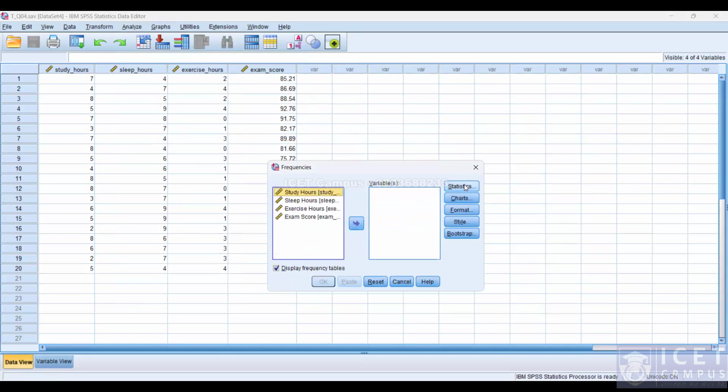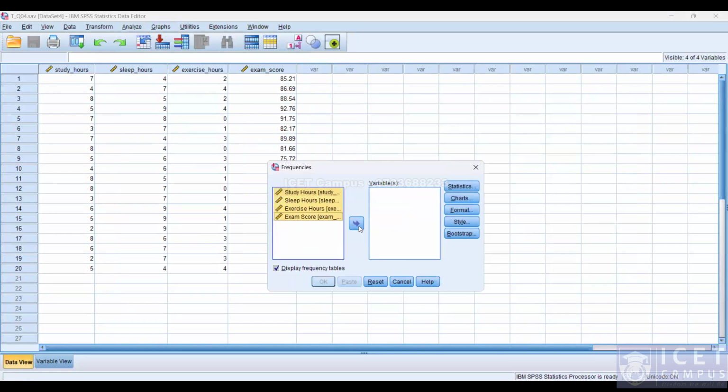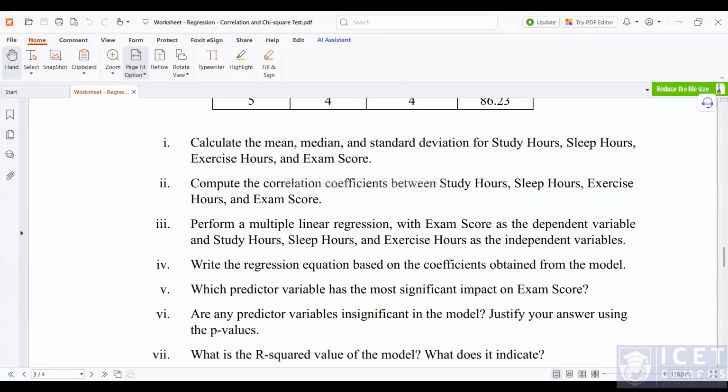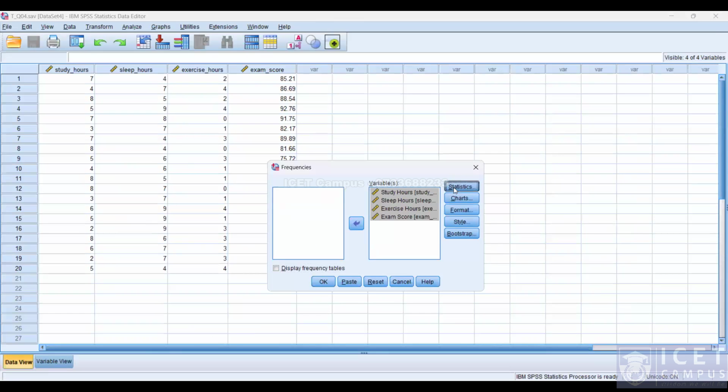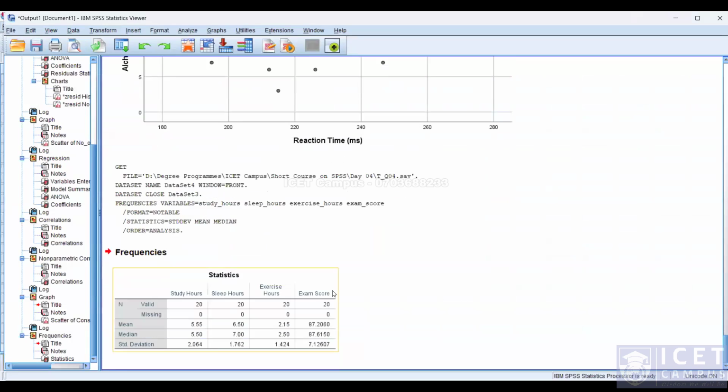frequencies. For that, we can go to statistics. Here it's mentioned everything. So therefore, we can take from the frequencies. The frequency tables are not wanted there. So then we can see here we need to calculate mean, median, and standard deviation. Okay, statistics, we need mean, median, and standard deviation. Okay, then okay. So this is the output. Mean, median, and standard deviation for everything is given in one table.